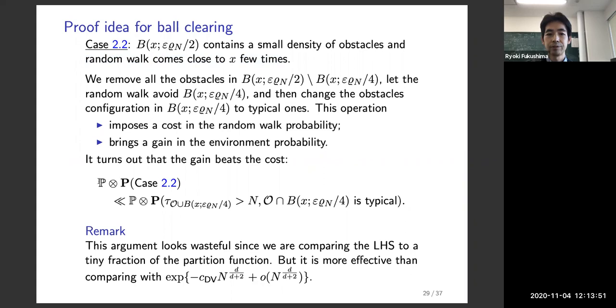More precisely, if you look at the probability of this case 2.2, we map any configuration in this event to another configuration, which looks like this. The random walk doesn't hit obstacles, but not only obstacles, but this smaller ball. So this is a stronger condition than survival. And in addition, we have this condition, which is not necessary, but we get it automatically.